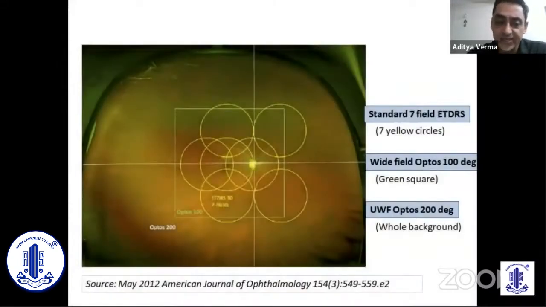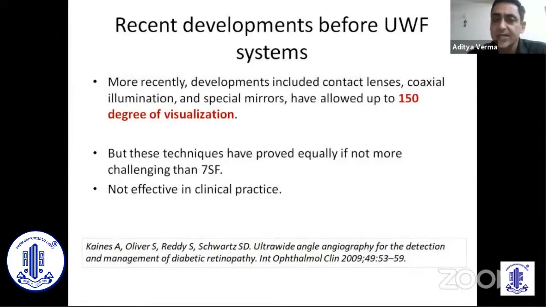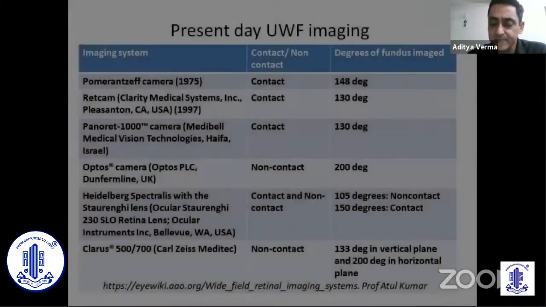This composite picture I have taken from the American Journal of Ophthalmology. It gives us a fairly good idea about how much a standard 7-field ETDRS field encompasses, versus a wide field 100 degrees Optos, versus the whole background, which is the 200 degrees ultra wide field Optos. Before the development of the present day ultra wide field systems, researchers tried to increase the field of view of the fundus with the help of contact lenses, coaxial illumination, and special mirrors. They could achieve a field of view of about 150 degrees, but it was cumbersome and has not been practiced so far.